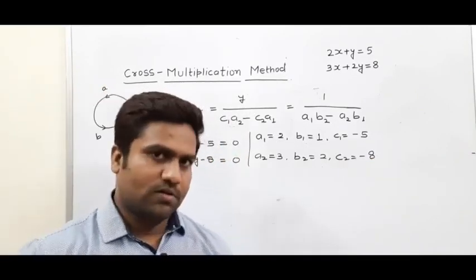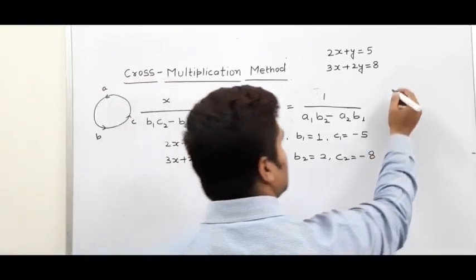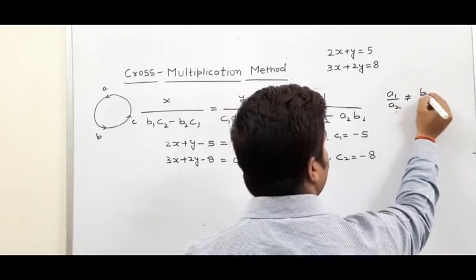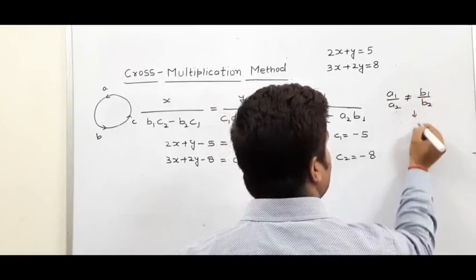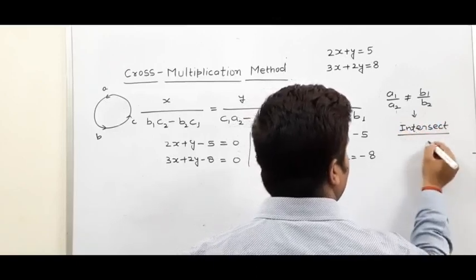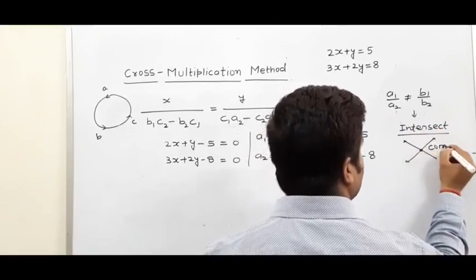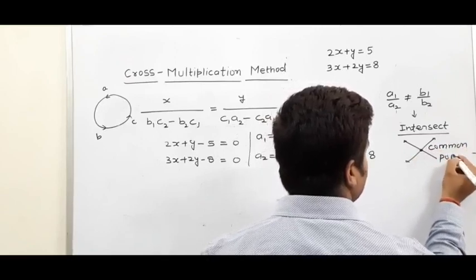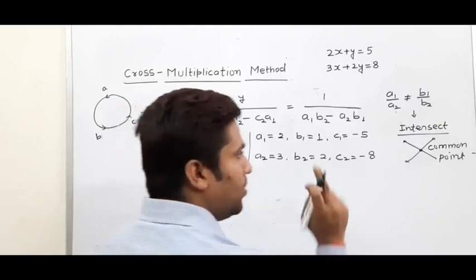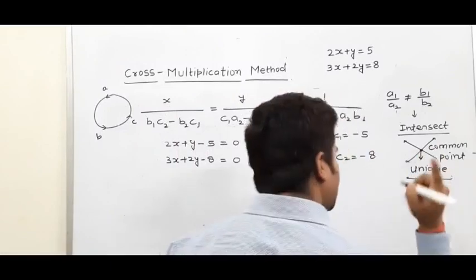Before starting the solution, check whether it is possible to find the solution or not. For that there is a relation you must know: if a1 by a2 is not equal to b1 by b2, that is indicating that both lines will intersect. Both the lines will intersect at a common point. So the number of common points is the number of solutions. It's very simple. So how many common points are there? That is 1. So it has a unique solution, it means one solution will be there.